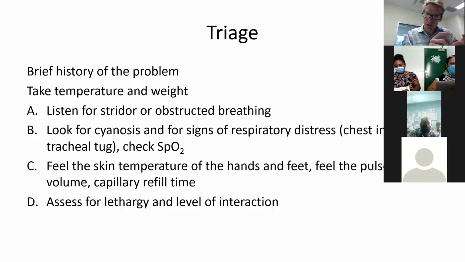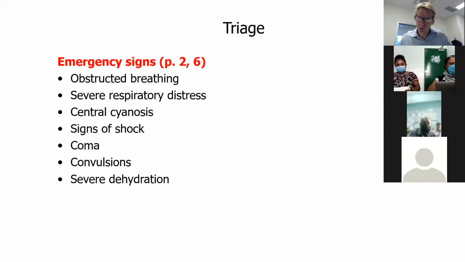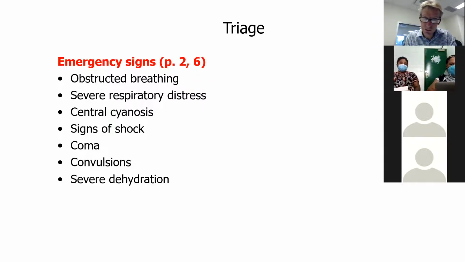If you've got time and you've got the facilities, you can measure the blood pressure as well. And then you assess in terms of disability, or D for disability or neurology, you should assess for lethargy and level of interaction. So that's all you need to do to detect emergency signs. These are the emergency signs in the World Health Organization guidelines: obstructed breathing, severe respiratory distress, central cyanosis, signs of shock, coma, convulsions, and severe dehydration. So you should look at the child for any one of these, going through the A, B, C.